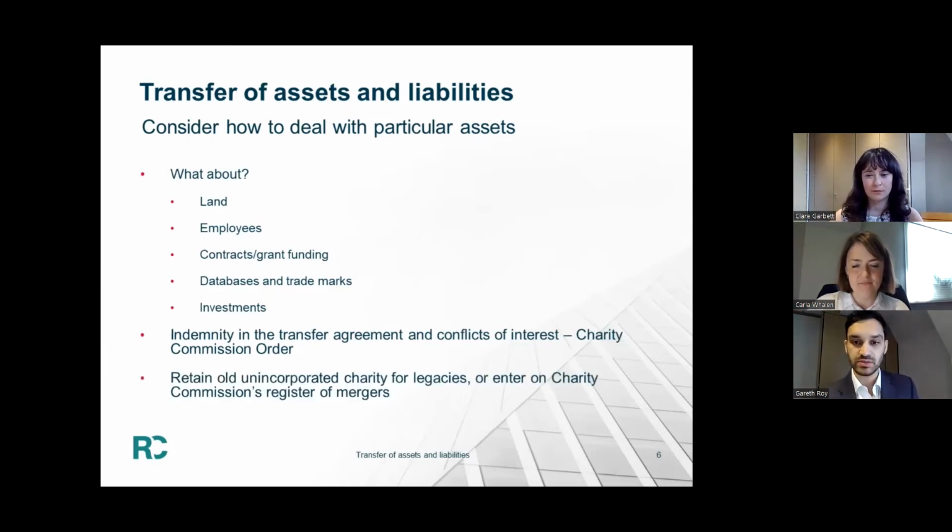I also wanted to mention that some charities choose to keep the unincorporated form open as a shell, either for a limited period of time to deal with administrative issues, such as getting standing orders across to the new charity's bank account, or sometimes for a longer period of time to try and minimize the risk of losing any legacy income from wills. I should say that there's hopefully going to be a change in the law in autumn 2023, which will mean that there's less of a need, or potentially no need at all, to retain an unincorporated charity as a shell for the purpose of receiving legacies. But we will wait and see on that one.